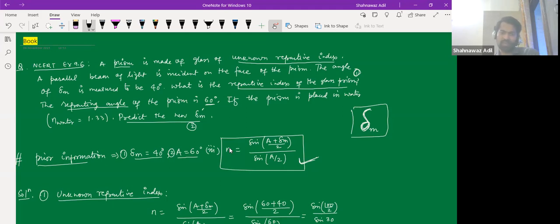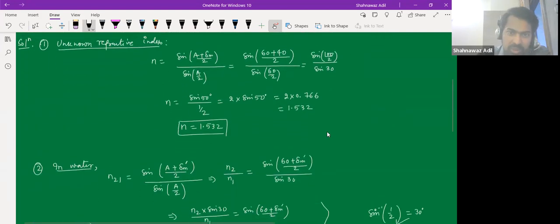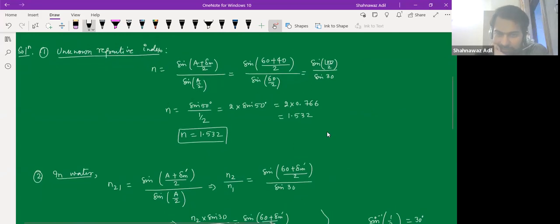Yes, whenever you guys have noted it down, please just scroll down. Sine 50 degrees is 0.7.